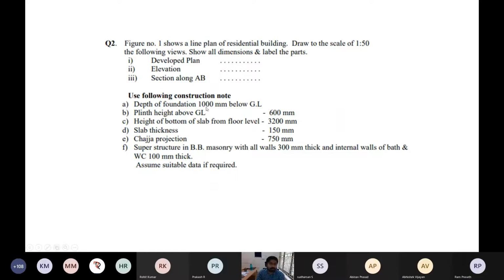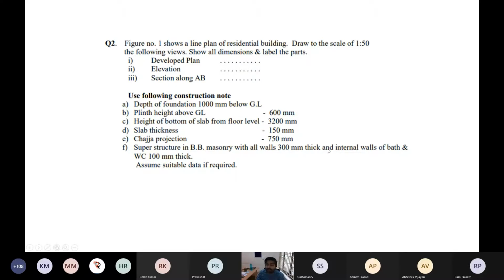Then some specifications are given here. What is the depth of foundation is given. Plinth height above ground level is already given. Then the height of the wall up to the roof is given. Slab thickness is 15 centimeter. Weather shed projection is 75 centimeter. Superstructure in brick masonry with all walls 30 centimeter thick.